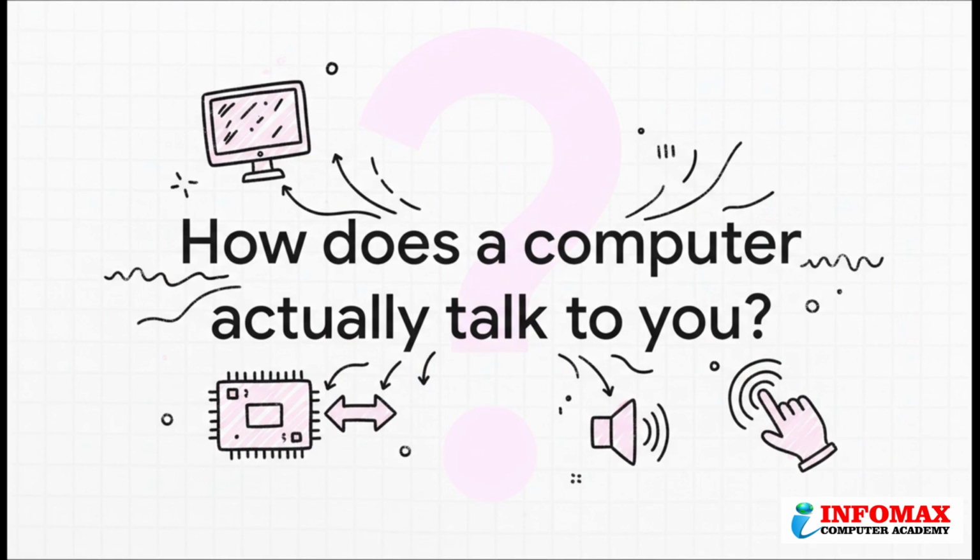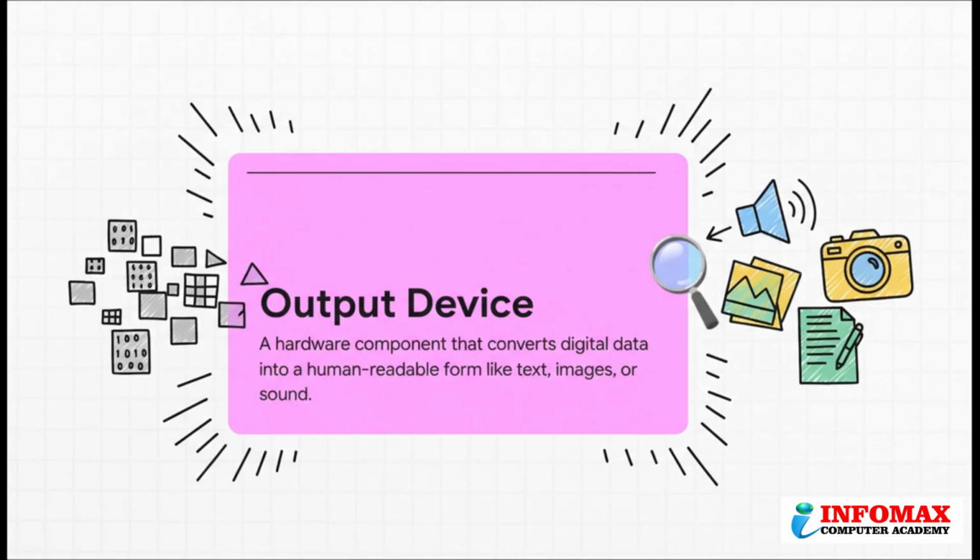Your computer is constantly pushing out information, and it needs special tools to translate its digital language into something we humans can actually see, hear, or even feel. Okay, so here's the official definition, but really, you can just think of an output device as a translator. It's that vital piece of hardware that takes the silent, invisible world of ones and zeros buzzing inside your computer and turns it into something we can understand. The text, the images, the sounds that make up our digital world.